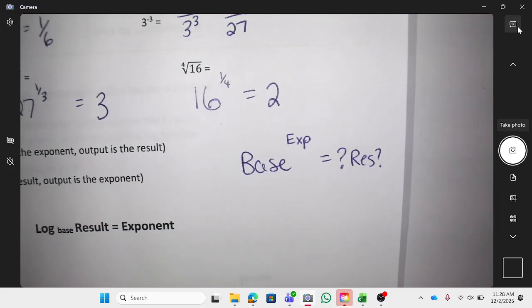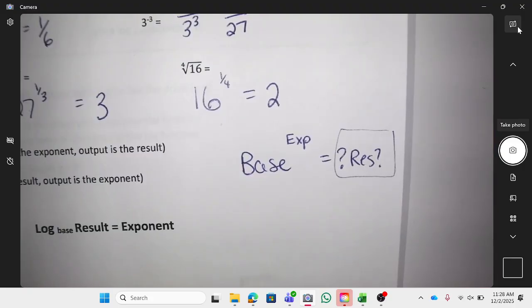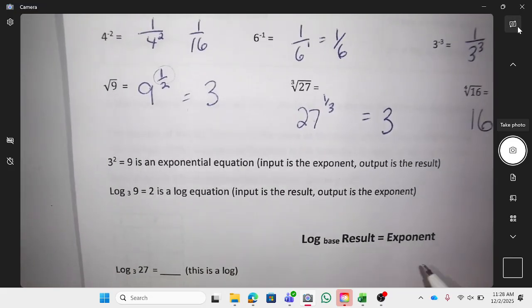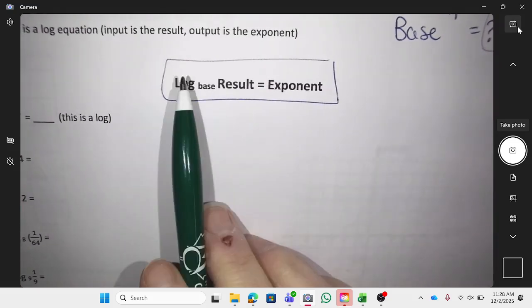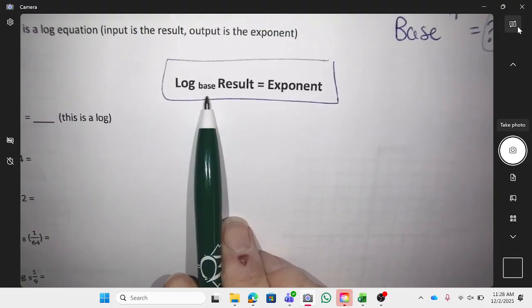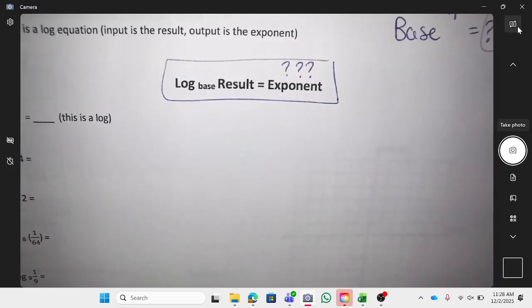So we're going to start to learn about what a log is, and it's the reverse. So you're always answering me the result when you're answering me an exponential equation. So now when we work for a log, you're going to have to always figure out what the exponent is instead. Okay, so here's how a log works. Log with a base, I will give you the result, and you're going to tell me, hey, here's the exponent. Okay, so you're working backwards in your brain.